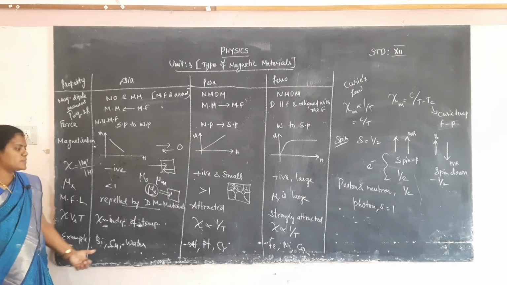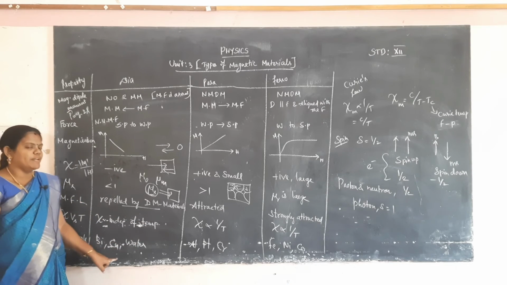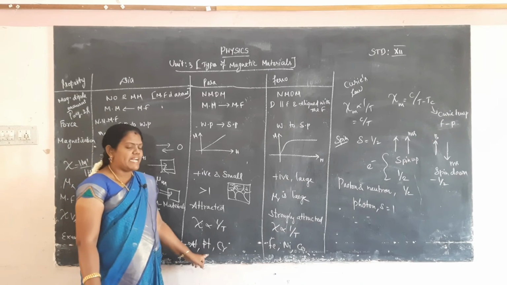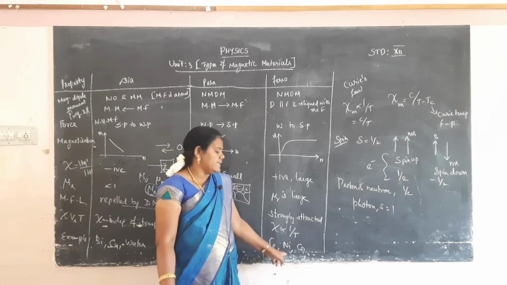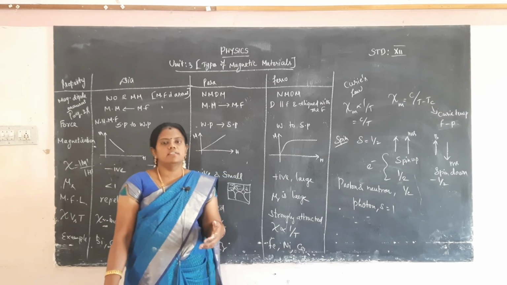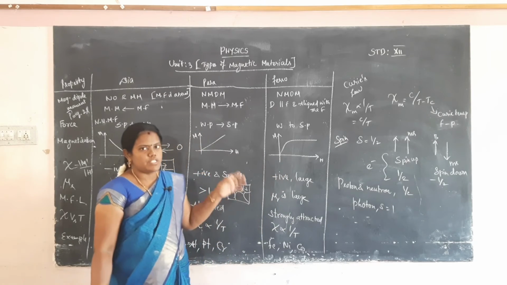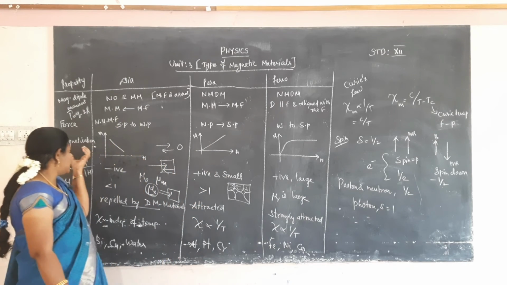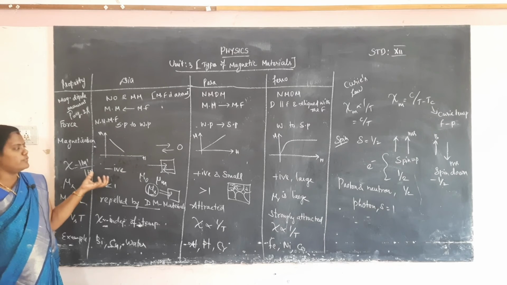Then the last point is the examples for dia, para and ferro. Dia: bismuth, copper, water. Para: aluminum, platinum and chromium. Ferro: iron, nickel and cobalt. So you have to learn the examples for dia, para and ferro thoroughly. Those are one-word questions. And then the magnetization graph for dia, para, ferro, that is also asked as one-word questions.